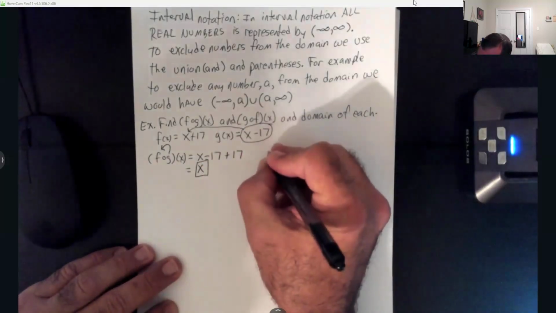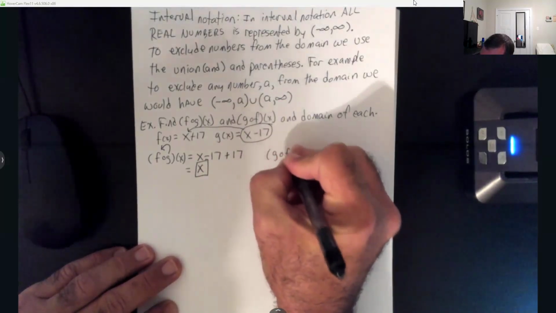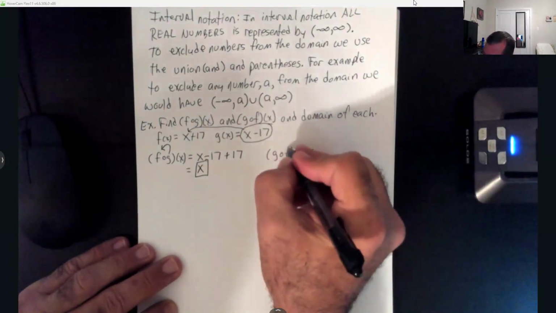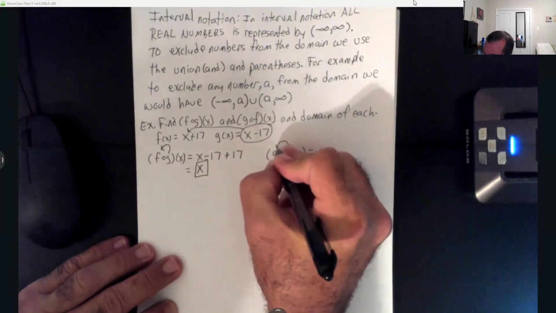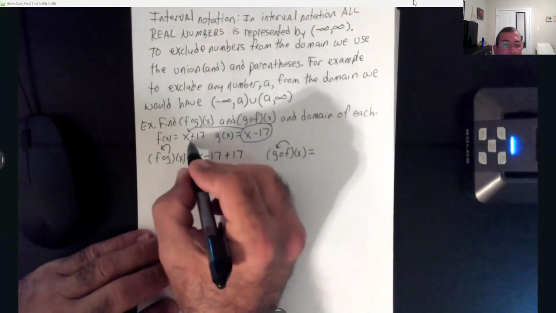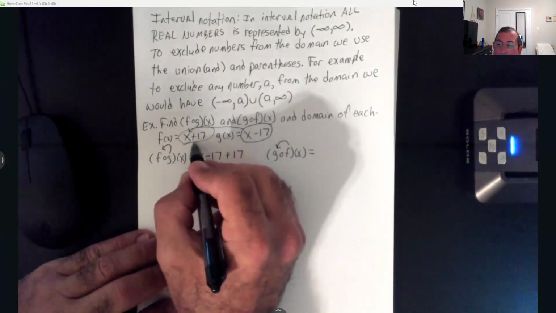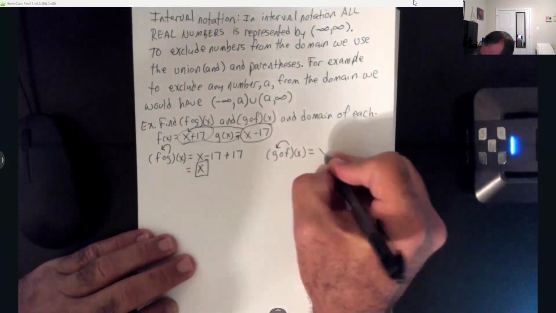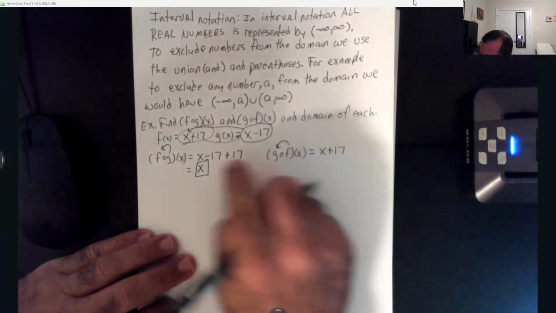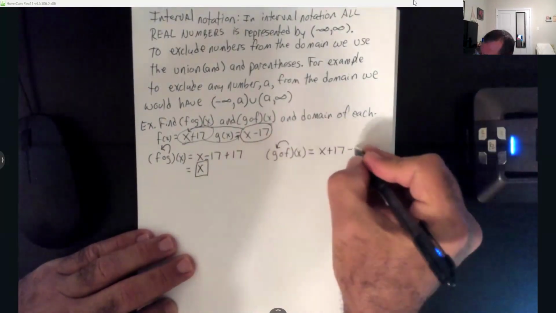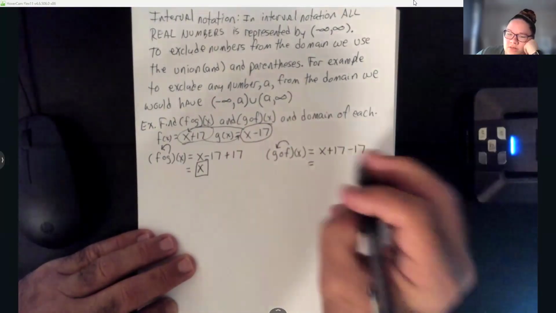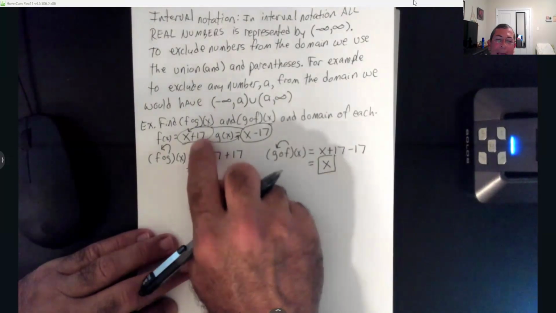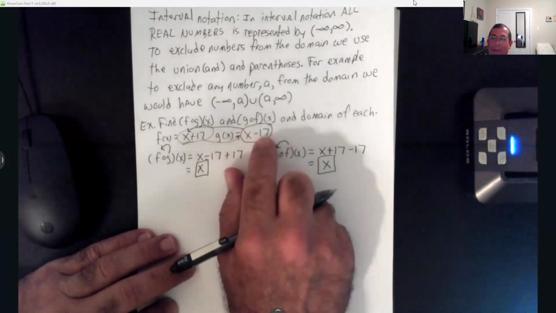So let's do g of f of x. Well, that's the other way. This time, we're putting the f into the g. So you're going to take this x plus 17 here, and you're going to put it into the x on the g. So you're going to get x plus 17 minus 17. Still just going to be x. So that's just going to be an x also. This is the only one that works out like that. That's just because one's adding 17 and one's subtracting it.